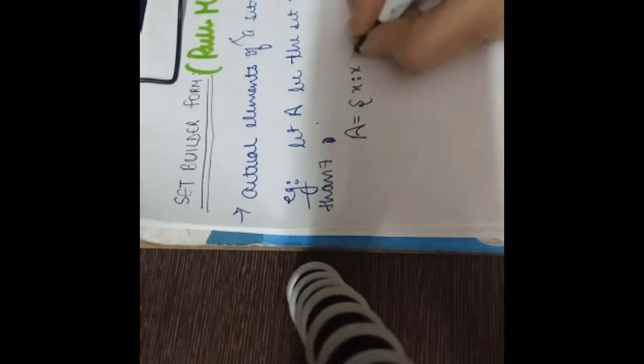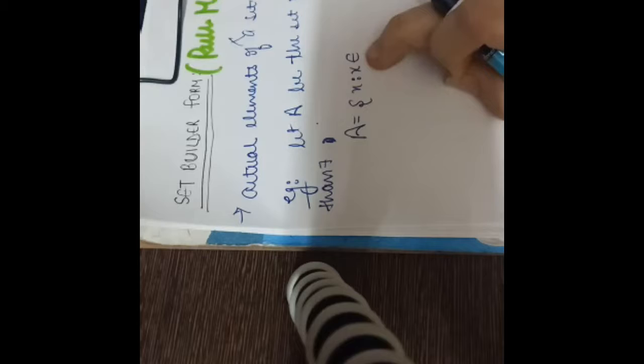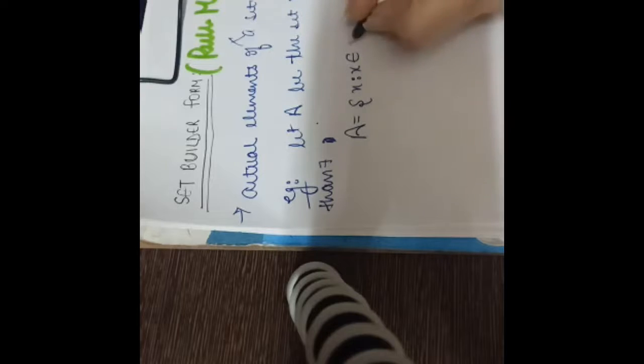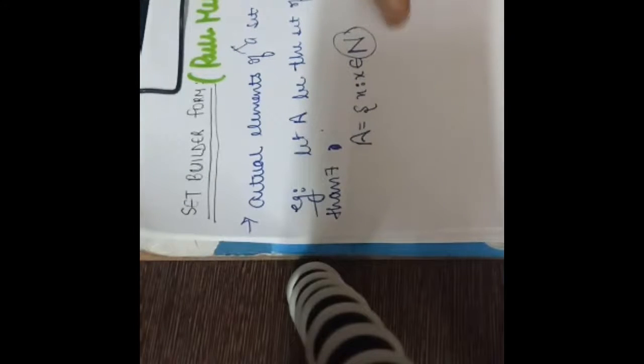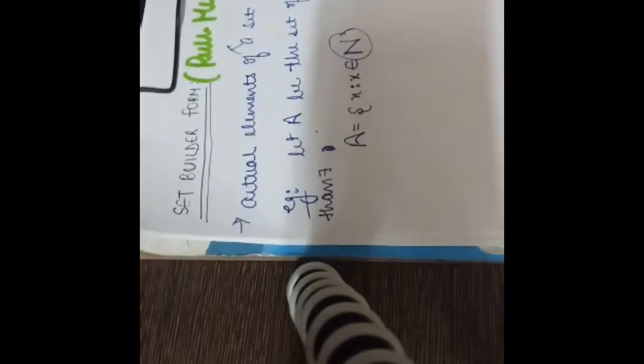x such that x belongs to N. I showed you the sign for belongs to earlier also. Now why have I written this capital N? Anyone? We've written this capital N because these are the natural numbers. The capital N defines the natural numbers. So x such that x belongs to N, and x is less than 7, right? Because we've given in the statement that it's a set of natural numbers and they are less than 7. So this way I have represented the set in a set builder form.